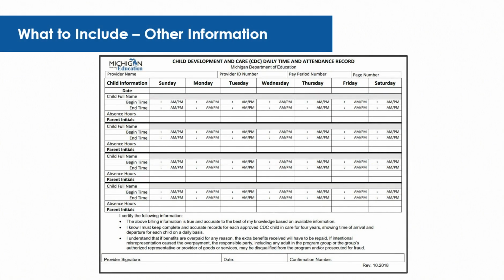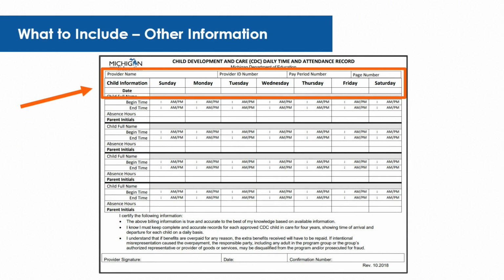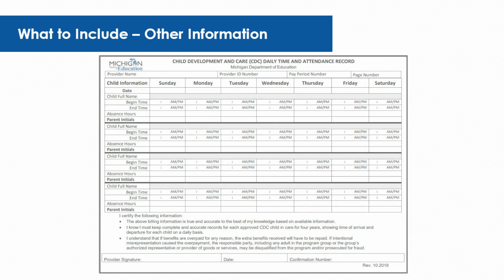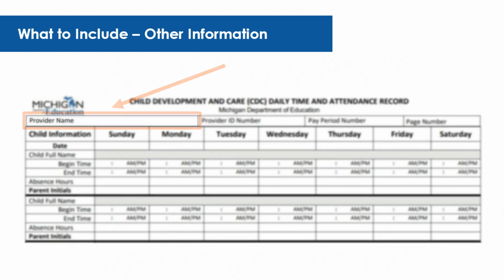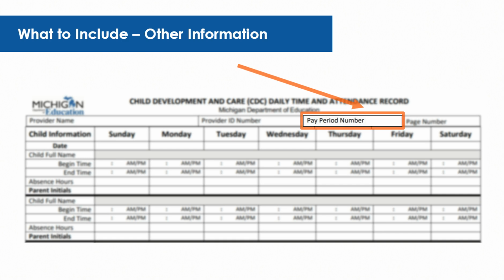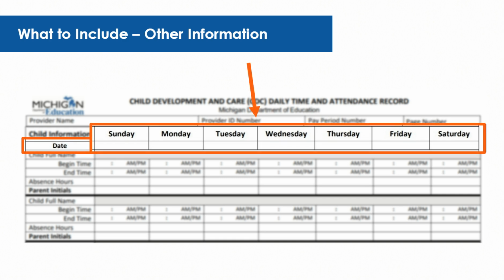Now that we've gone through the child information, let's go over the other information you will want to have on your time and attendance records. You should have your provider name, your 7-digit provider ID number, the 3-digit pay period number, the page number, and the dates for each day of the pay period.